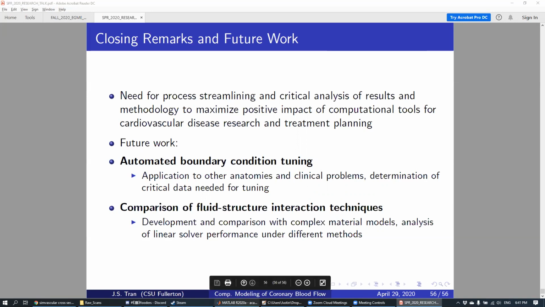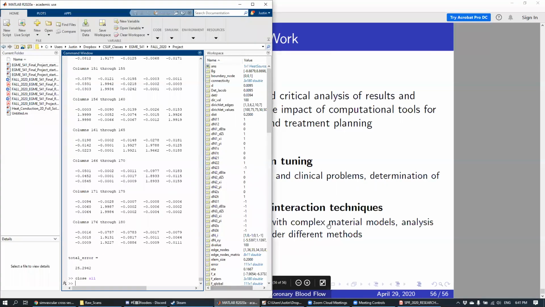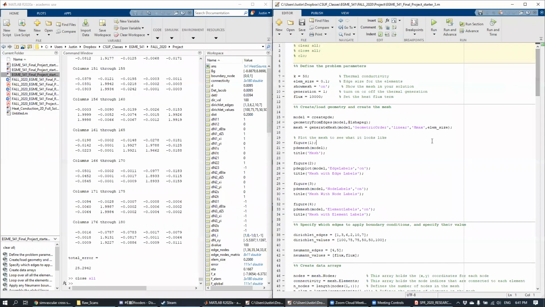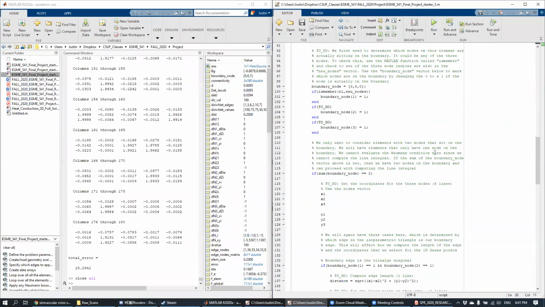Okay. So if there's no more questions, I'm going to go ahead and answer Eric's question here. So let me open up starter 3. Okay, so Eric wanted to know an example of how to call the Gauss points in part 3.